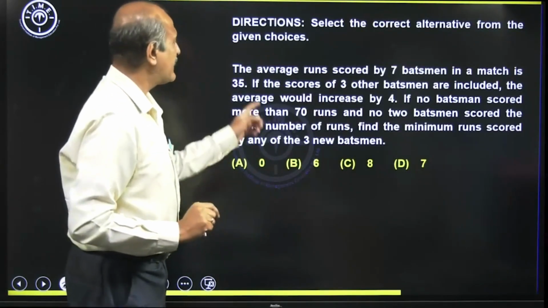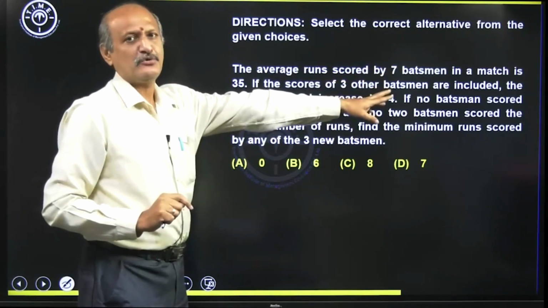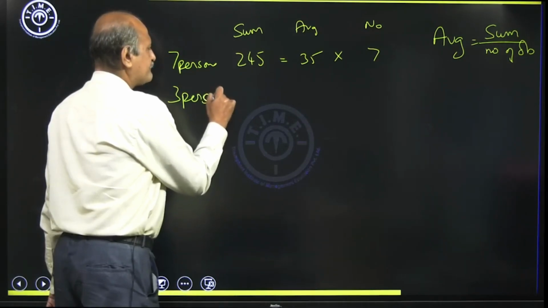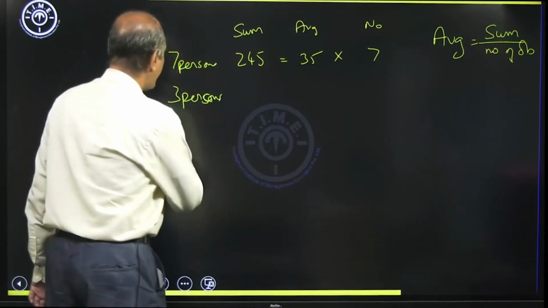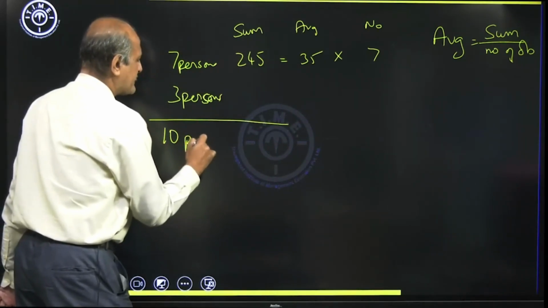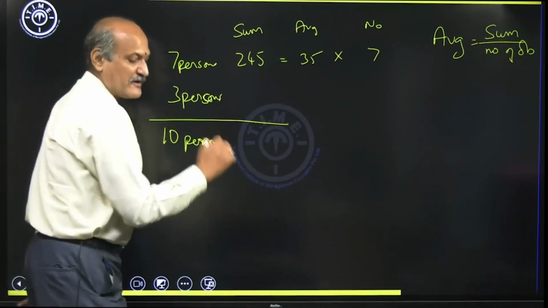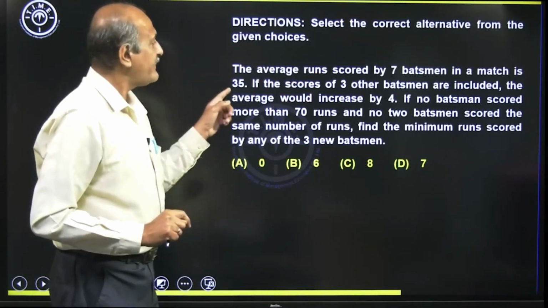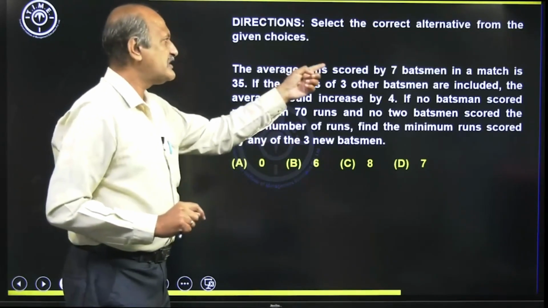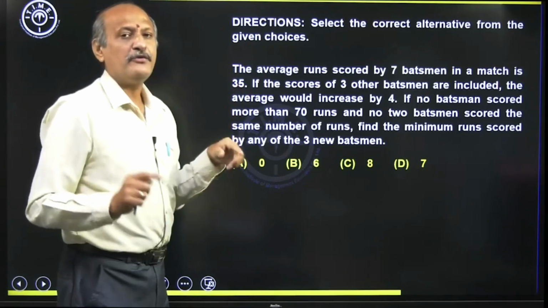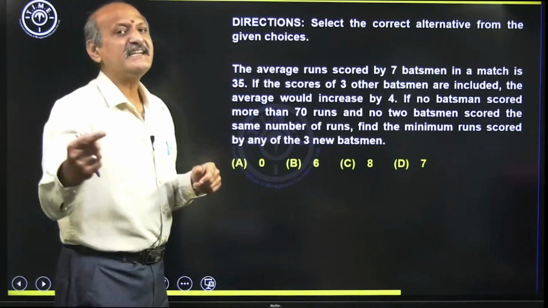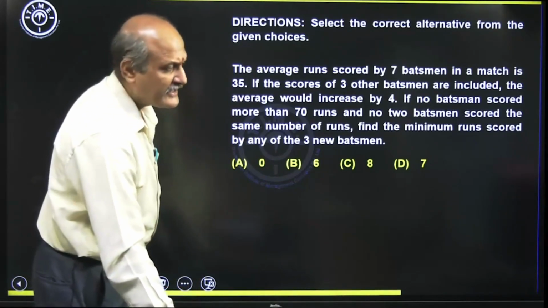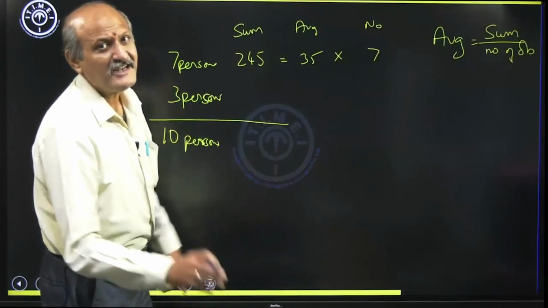Now, the next line reads, if the scores of 3 other batsmen are included. We are going to add 3 more persons here, and hence we would get the average for 10 persons. It reads, if the scores of 3 other batsmen are included, the average would increase by 4. For the 7 people, the original average is 35. Now if you include 3 more people, the average increases by 4. So what is the new average? 35 plus 4 is 39.